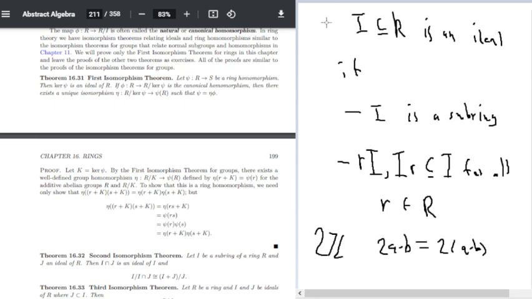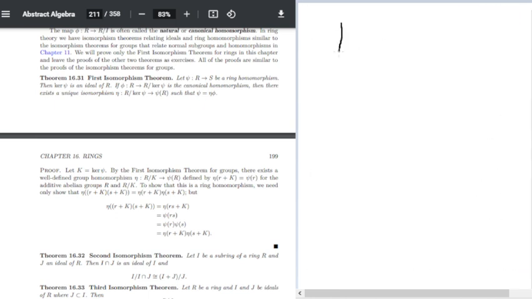So our first isomorphism theorem is that if phi is a homomorphism from R onto S, we might as well assume it's a surjective homomorphism, because the image is a subring of S, so we can always just define a ring homomorphism going to the image. So we can assume it's a surjective homomorphism.